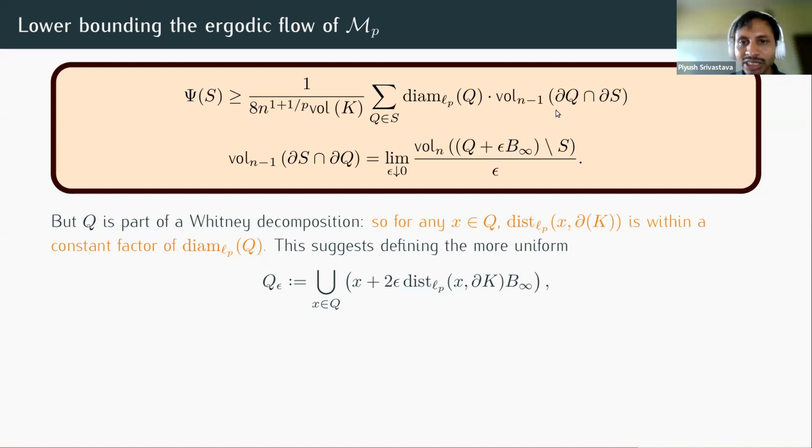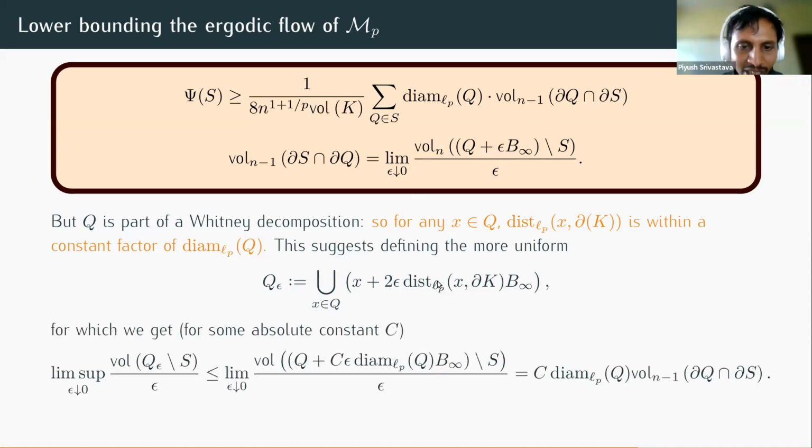So this suggests that instead of this kind of extension, for every point we extend it by 2 times epsilon times the distance of that point, right? And this is within a constant factor of the diameter of the cube also. That's what we would ideally like to do in light of this, but we can do this also without it, this keeps it more uniform. And now using this we can get something.